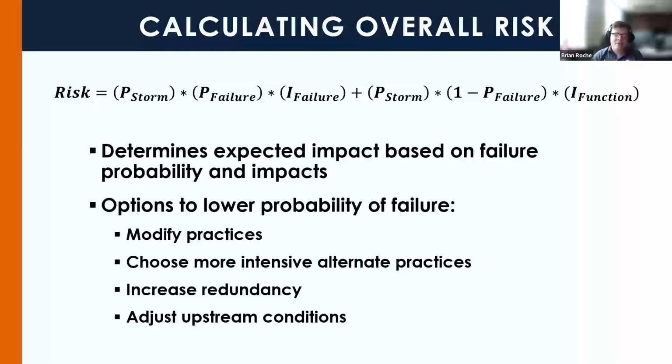From here, you'd be able to calculate the overall risk based on this equation that considers the probability of failure due to a certain design storm and the impact of both failure and normal function, and determines the expected impact based on those probabilities. And if risk is found to be at an unacceptable level, there are numerous options that exist to lower the probability of failure and decrease overall risk, including modifying practices, selecting different, more intensive alternate practices, increasing redundancy, or adjusting upstream conditions.